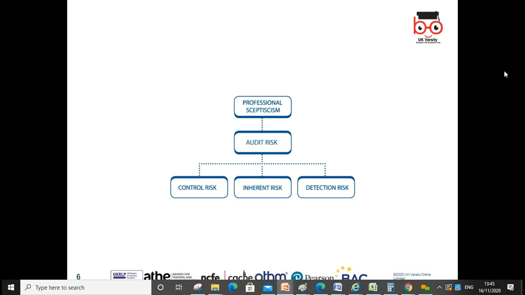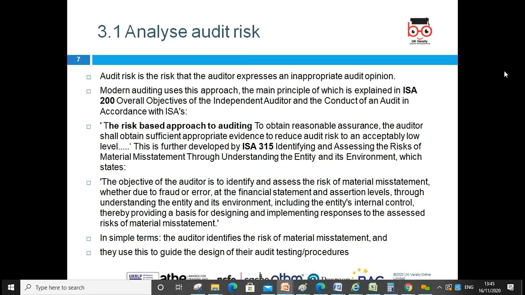Okay, so: audit skepticism, audit risk, control risk, inherent risk, detection risk. Now we'll go through them. Audit risk is the risk that an auditor expresses an inappropriate opinion. If you give an inappropriate opinion to someone, what will happen to that company? You should give a true and fair opinion about the company, not mislead it.